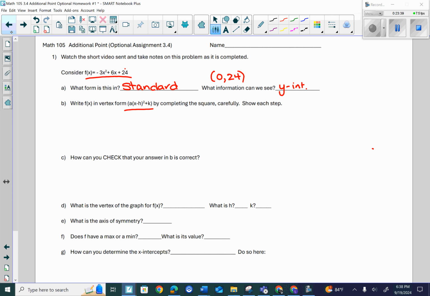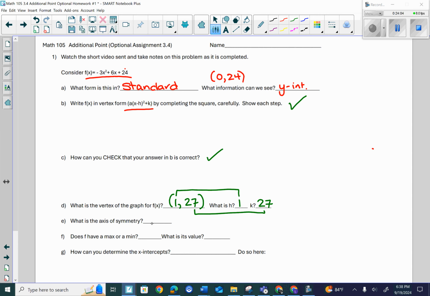My roots, I'm going back a few pages. Oh, I didn't find my roots. Did I? I need to find my roots. I've done part C. I've done part B. The vertex we got was 1, 27. By the way, H is 1 and K is 27. They are the coordinates of the vertex, always.